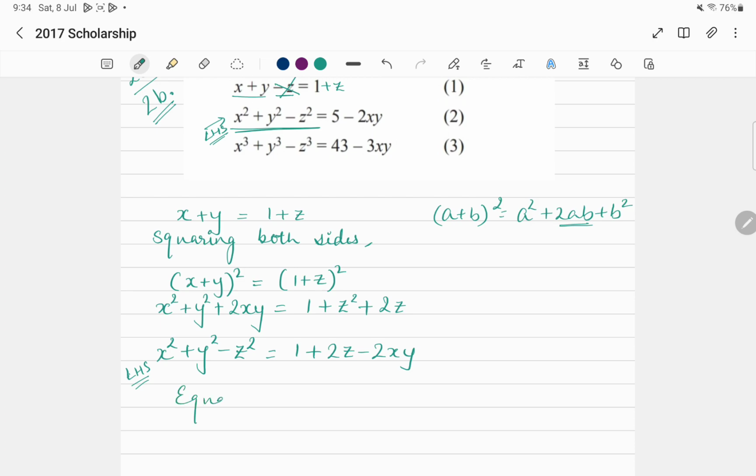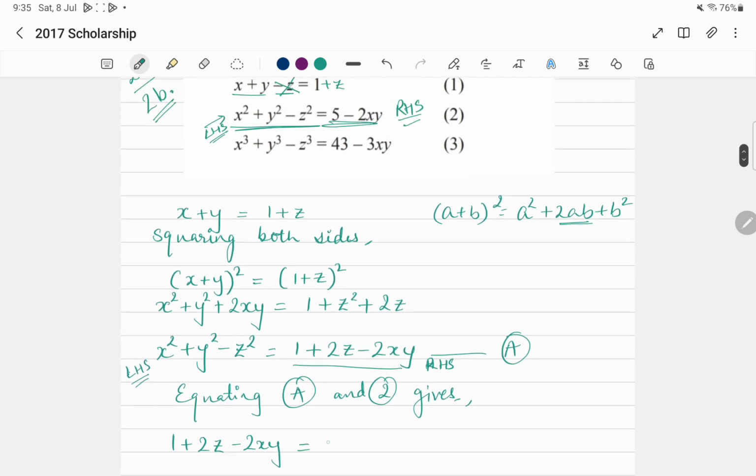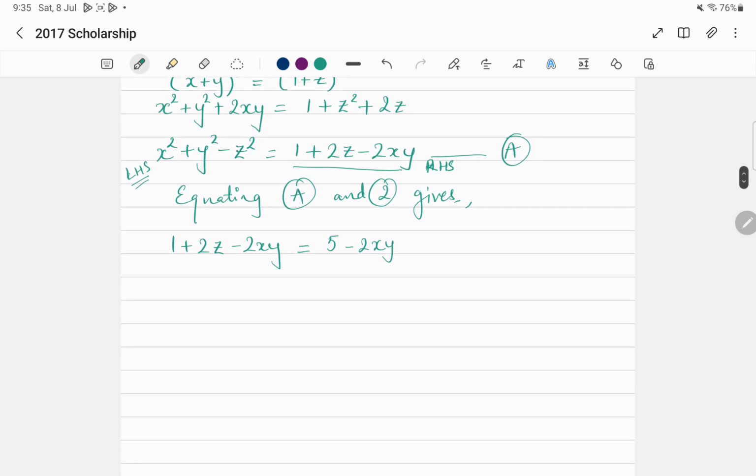So we can say, equating, let's name this as a and 2 gives, what is this giving? The right hand side here is equal to the right hand side that we have here. Right, so we can write 1 plus 2z minus 2xy is equal to the right hand side we have here, which is 5 minus 2xy. Right, so now when we solve, we can have 1 plus 2z is equal to 5.